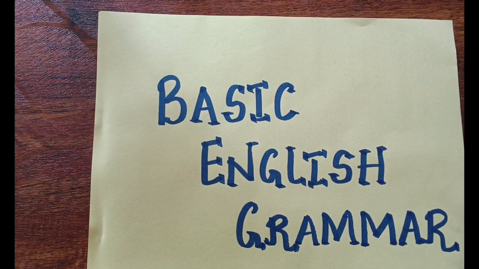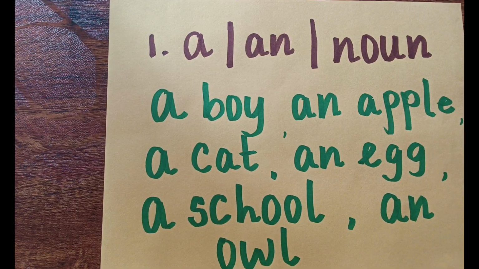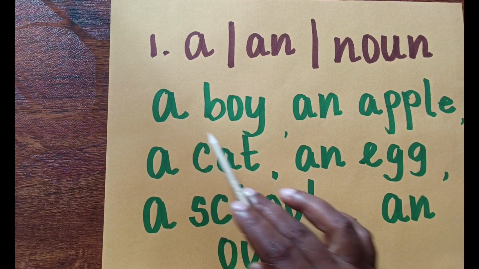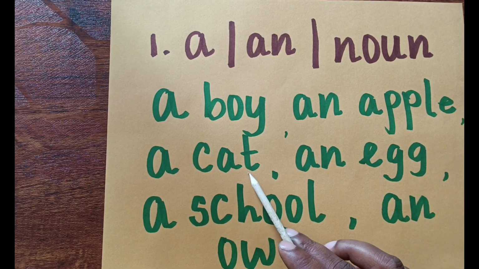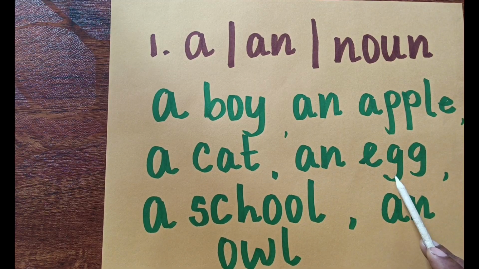Hi guys, let's try to understand basic English grammar for kids. Let's look at a and an. Here, a boy, an apple, a cat, an egg, a school, an owl.